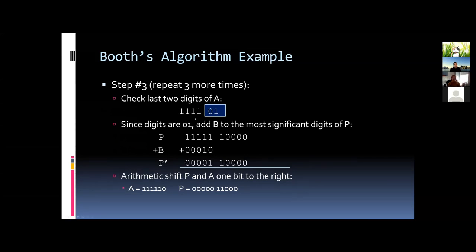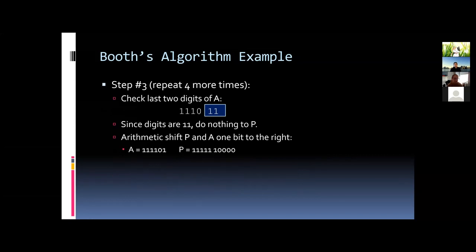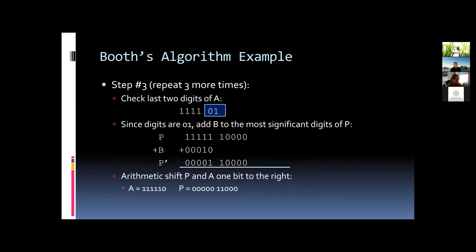So you see it's very tedious, right? But it's not that complicated at the bottom of it. Then you see 0, 1, it means I need to add. So I treat B as a positive number. So I add it up here, right? That's what you're going to get as P prime. And then I need to do another arithmetic shift on P and A 1 bit to the right. So I keep shifting, you see. From this thing, it shifts to this thing, right?